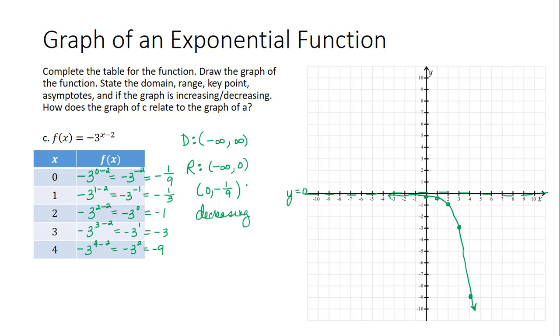And how does the graph relate to the original graph? It is that graph shifted right 2 units and reflected across the x-axis.